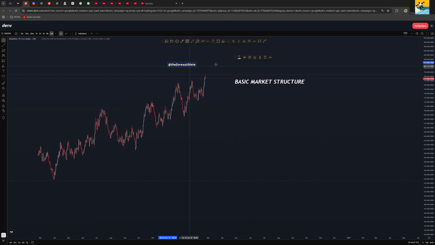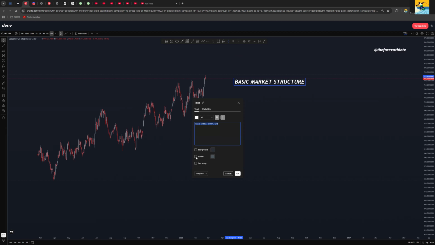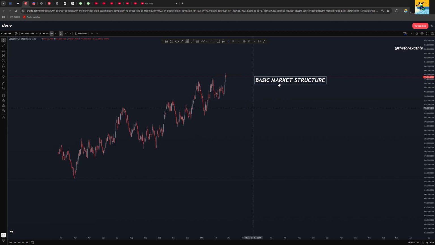Let's make it a little bit bolder. Okay, I'll put it somewhere here. So now, basic market structure. Let's give it a border. Yeah, that's perfect.